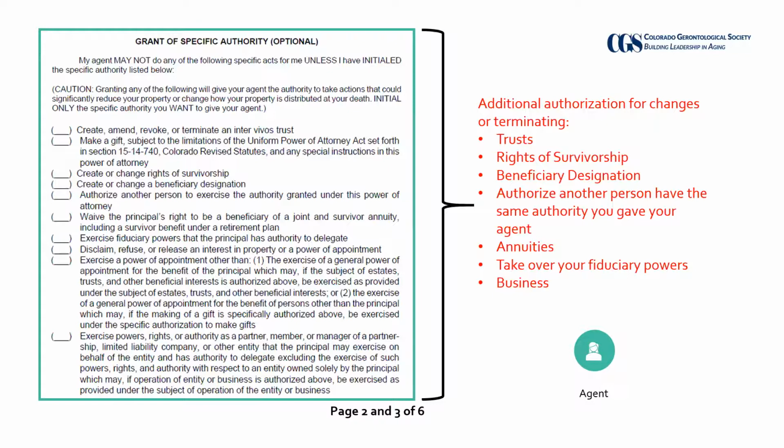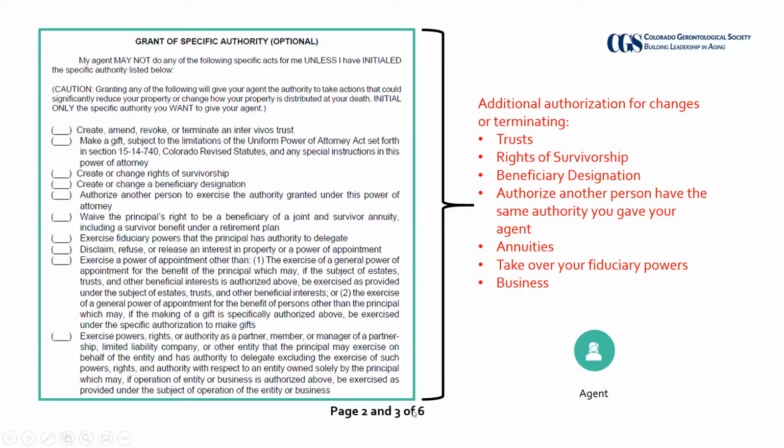take over your fiduciary powers in business. So, fiduciary powers, any person that is listed as an agent in a financial power of attorney, fiduciary powers means that you are going to act in the best interest of that person. So if you are a financial power of attorney for someone, this is an area where you could have your agent assist in that area while you're not able to. So that's another important area.